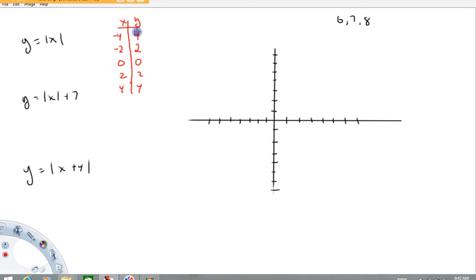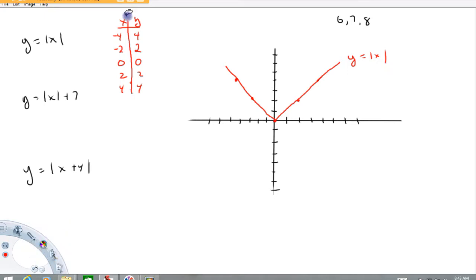So the point -4, 4 is on the graph. 1, 2, 3, 4 over, 1, 2, 3, 4 up. -2, 2: 2 to the left, 2 up. 0, 0. 2, 2: 2 over, 2 up. 4, 4: 1, 2, 3, 4 over, 1, 2, 3, 4 up. Connect the dots. And this will keep going forever. So there's a graph of y equals absolute value of x.